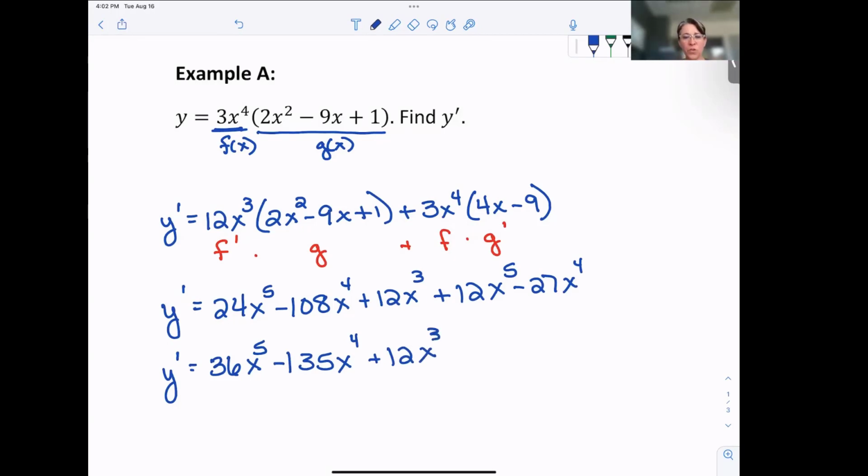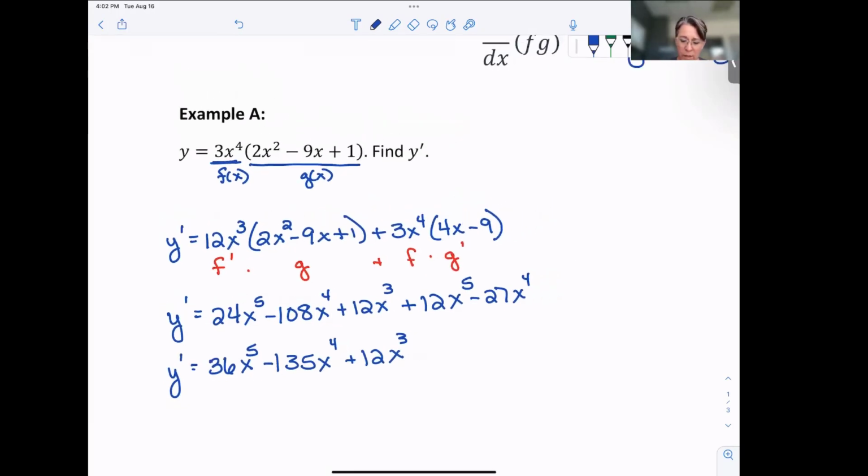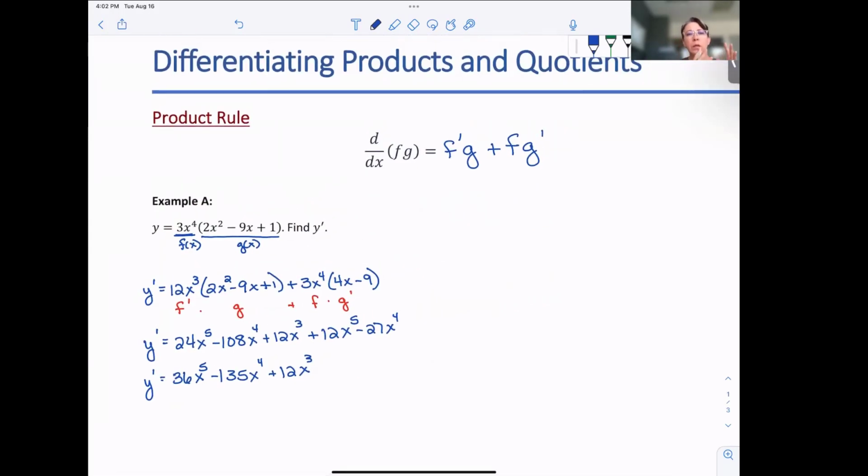Okay. So don't forget, when you see that two functions are being multiplied, you've got the derivative of the first times the second plus the first times the derivative of the second.